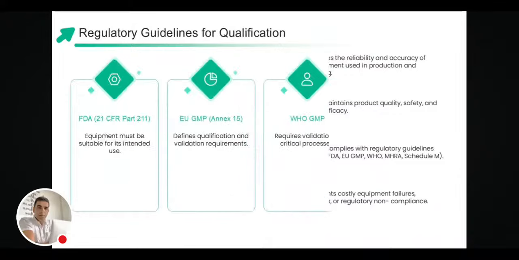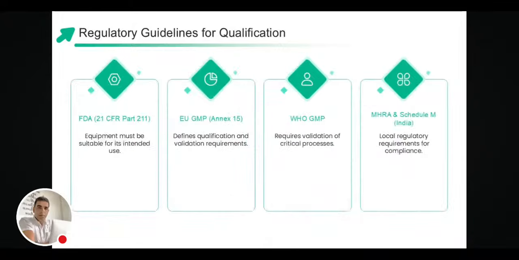Regulatory bodies such as the FDA, EU GMP, WHO, MHRA, and national standards like Schedule M in India have established stringent guidelines for equipment qualification. These regulations are designed to ensure that all equipment used in pharmaceutical manufacturing adheres to the highest standards of safety, quality, and performance. Failure to comply with these requirements can result in regulatory actions, including warnings, fines, or even suspension of manufacturing activities. Adhering to these guidelines is not just a compliance requirement, it's a critical step in ensuring product integrity and patient safety.